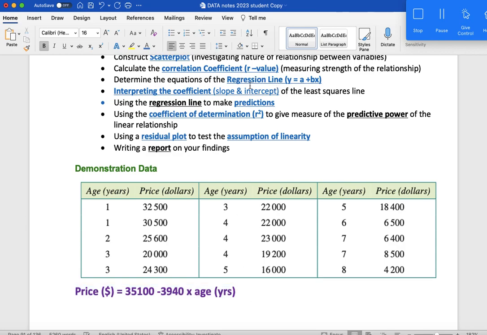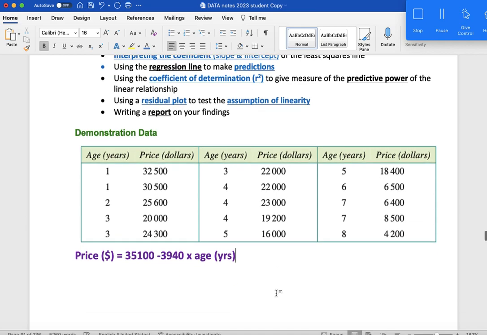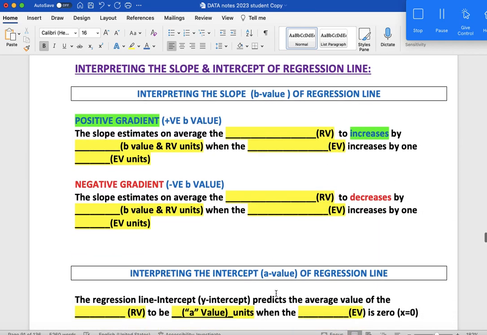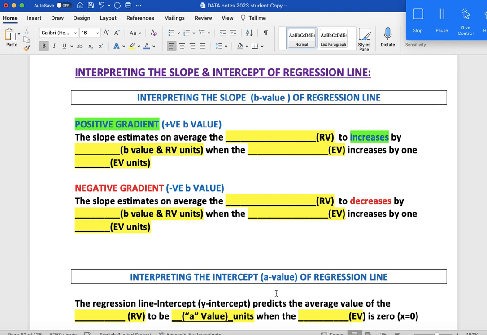Now we would then interpret the coefficients. So the coefficients are the A and the B value. So if we go down here, now this is your template. You must just follow this and we can never not get the mark, okay? The examiners are happy with this. So what you can see, the yellow is what you need to change in terms of your scenario, and you just need to plug it in. So we're first going to interpret the slope, which is the B value.